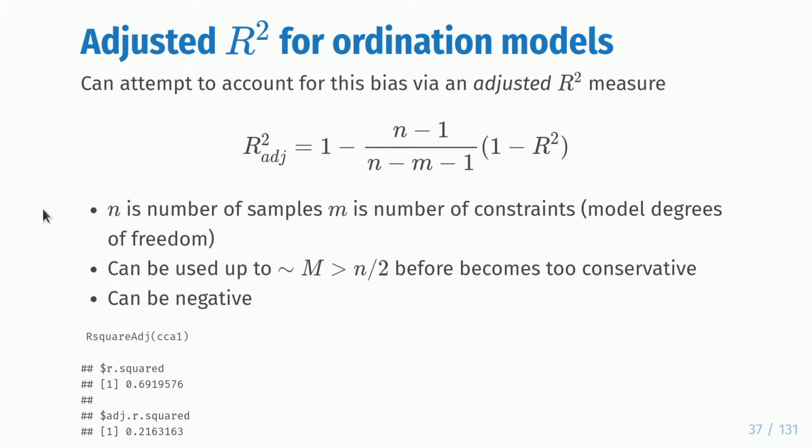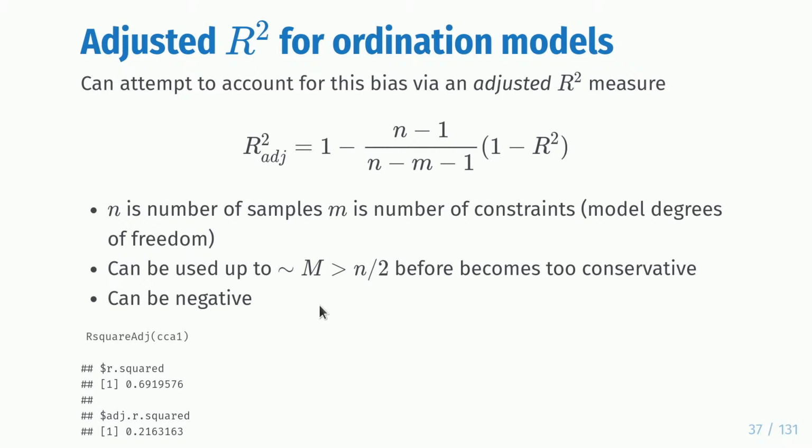And this works roughly up to about a value of m, so it probably should have been a lowercase m, where the number of constraints is about half your number of observations. And if you are putting in more constraints than half the number of observations, then this adjustment for the complexity becomes sort of conservative and doesn't really do a good job. Okay?